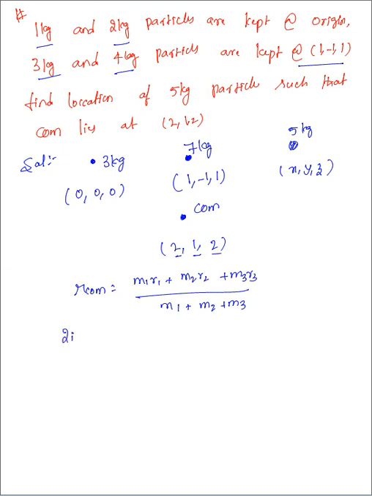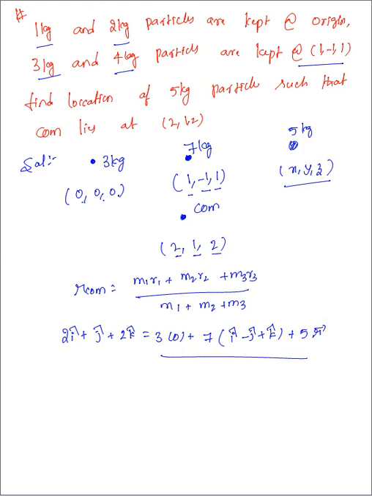2i cap, j cap plus 2k cap is equal to M1 value 3 times this, which is 0 i cap, 0 j cap, 0 k cap, so again it will come to 0. Next, 7 times i cap minus j cap plus k cap, plus 5 into the r vector, which we need to calculate, divided by m1 plus m2 plus m3. 3 plus 7 is 10, 10 plus 5 is 15. I am writing 15 directly.